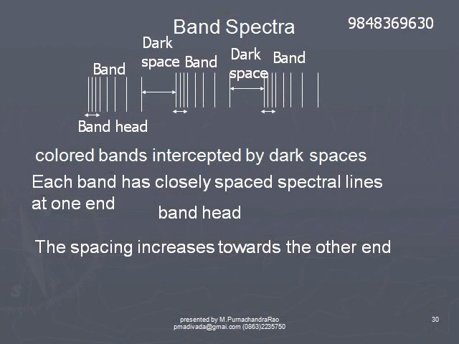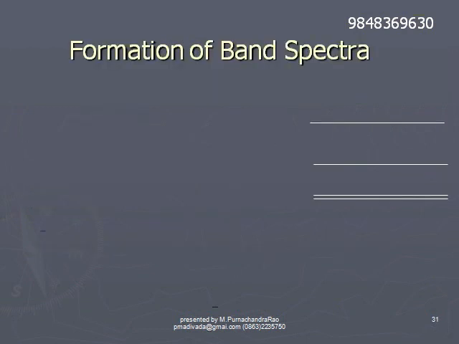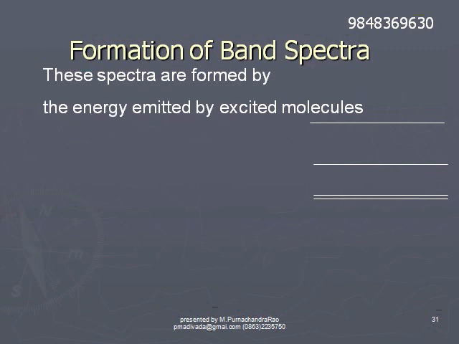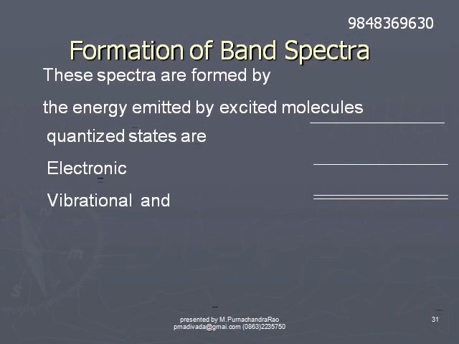These spectra are formed by the energy emitted by molecules. When matter is heated in the form of molecules, band spectra are formed. A molecule will have vibrational energy and rotational energy. Vibrational energy states and rotational energy states are quantized.